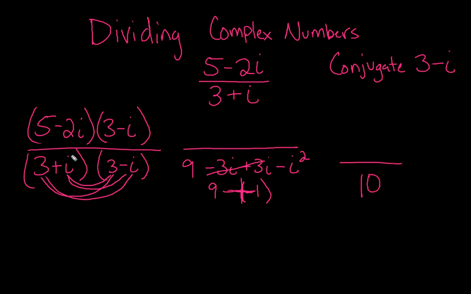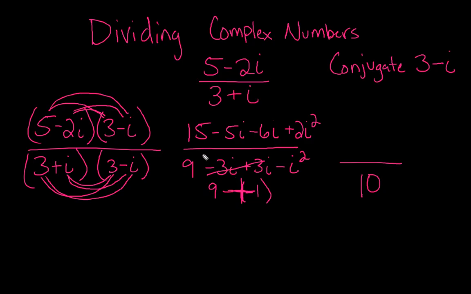In our numerator, we do the same thing. We multiply first times first, outside times outside, inside times inside, and last times last. So 5 times 3 is 15. 5 times negative i is negative 5i. Inside, negative 2i times 3, negative 2 times 3 is negative 6, and of course, i comes along. And then we have negative 2i times negative i gives us a positive 2i squared.